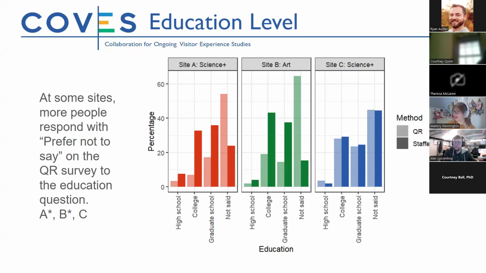But at least one site, this is also pretty consistent across the staff and the QR survey. The third site here, Science Plus, has pretty matching bars across all levels of education that we analyzed. So this is a very unstable finding, but there does seem to be some differences in the way that people are responding.